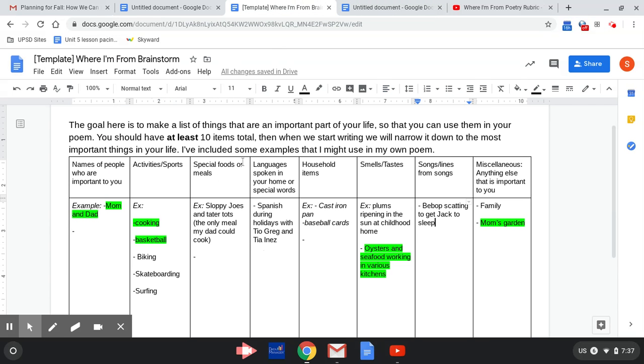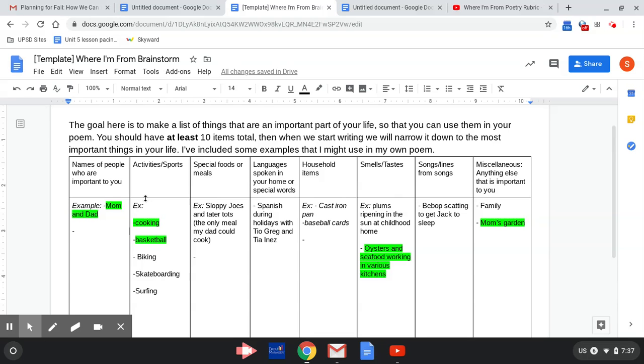So to start out, you need to pull up your brainstorming sheet. And as you're looking through your brainstorming sheet, and all of you have 10 items total, I want you to think about what are the 5 or 6 most important items in this list of stuff. What do you think that you could write about? What do you have the most vivid memories of? What are the most important things to you?